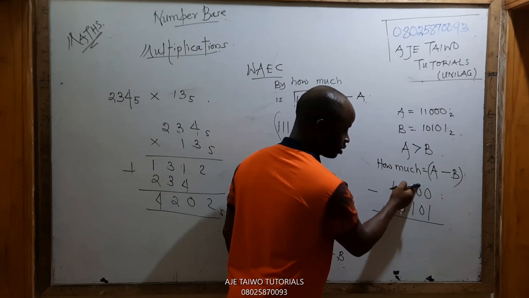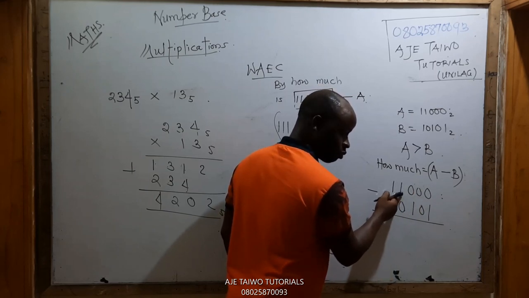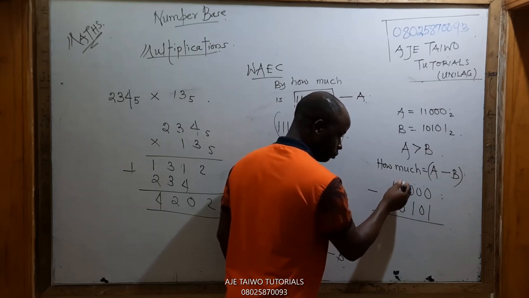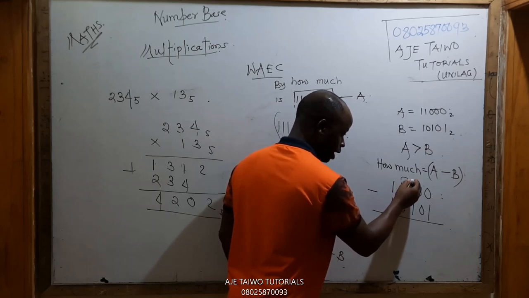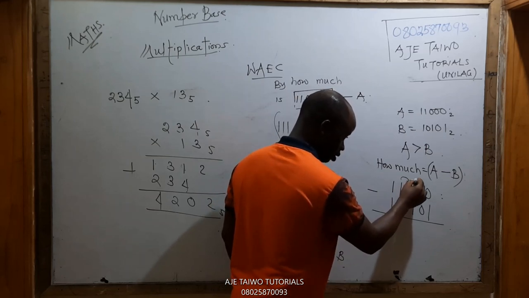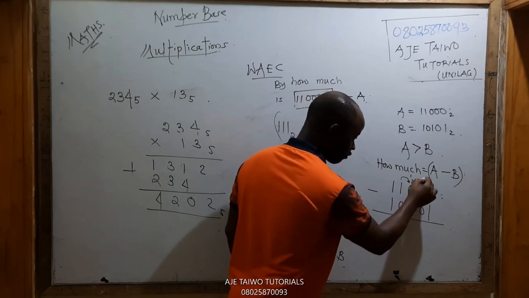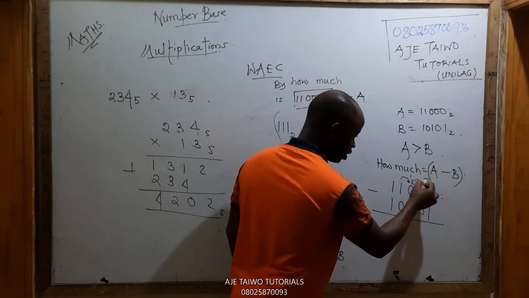Here has nothing. You can't borrow from here. Here also has nothing. Here has 1, so you take 1 to here. Here now becomes 2. Take 1 from here, here becomes 2, and here has reduced to 1. Take 1 from here to here. Here becomes 2, and here has become 1.